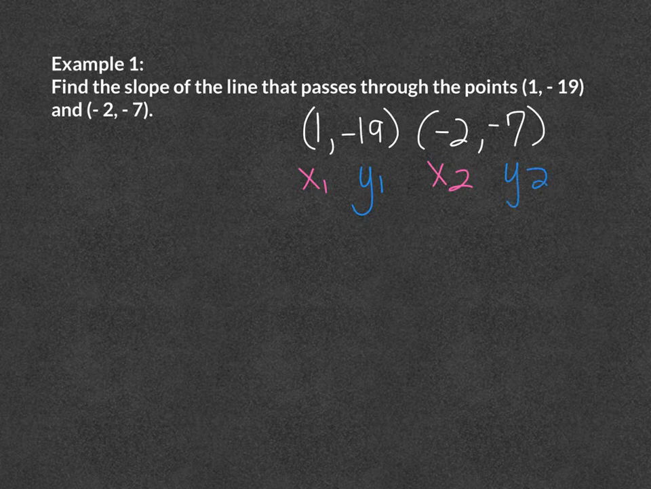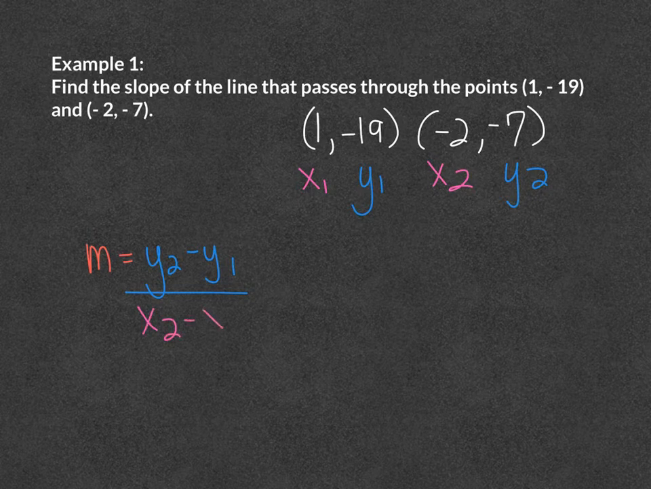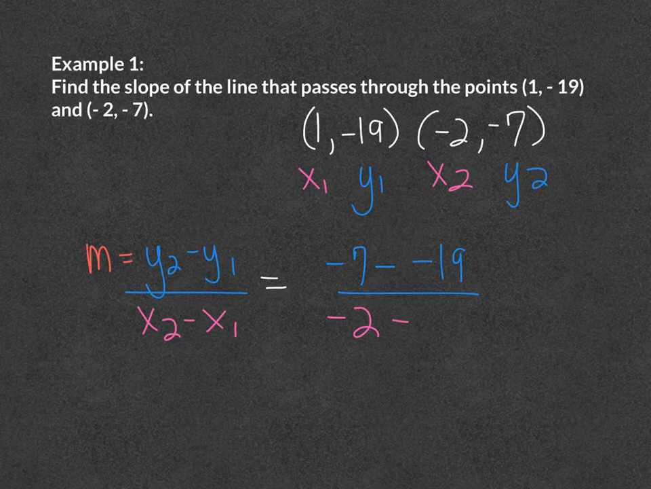Now I'm going to write the formula for slope, which is m equals y sub 2 minus y sub 1 all over x sub 2 minus x sub 1. Now I'm going to plug in my numbers into the equation. So I have y sub 2, which is -7, minus y sub 1, which is -19, all over x sub 2, which is -2, minus x sub 1, which is 1. Now remember, when I have two negatives next to each other, that means I'm multiplying. So a negative times a negative becomes a positive.